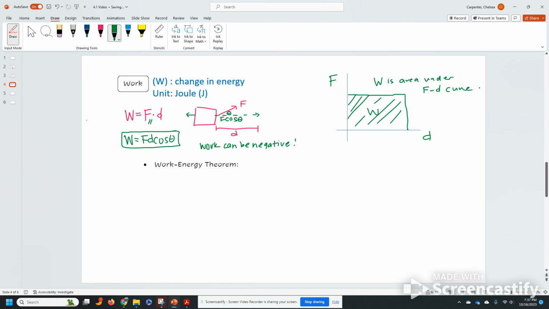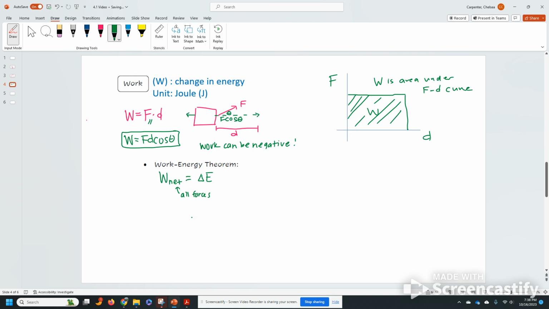All right, and then last definition is the work energy theorem. The work energy theorem states that the net work, which is the work done by all the forces on an object, equals our change in energy. So if I had multiple forces acting on the same block, some are positive, some are negative, we would add those works together. That'll equal the change in energy.